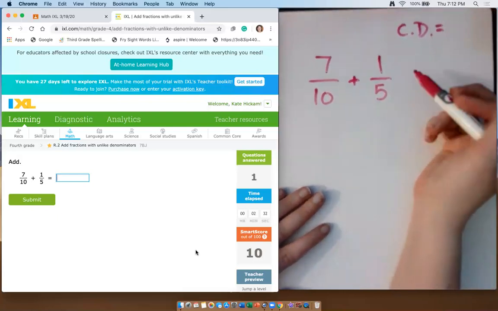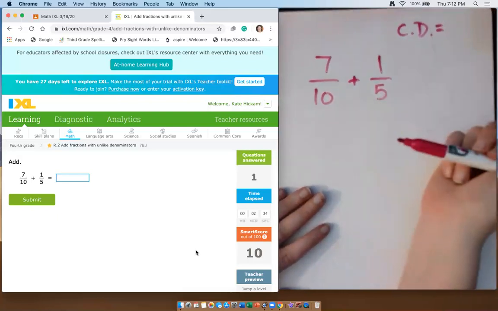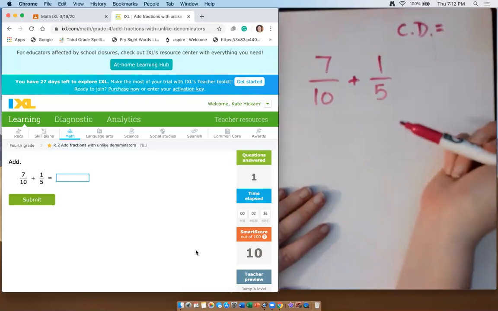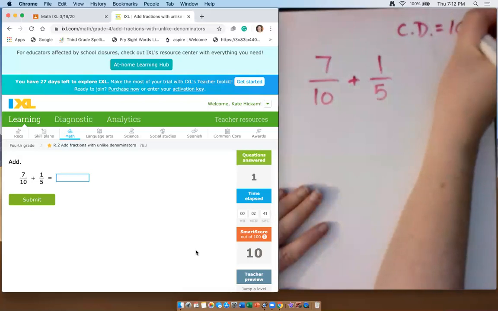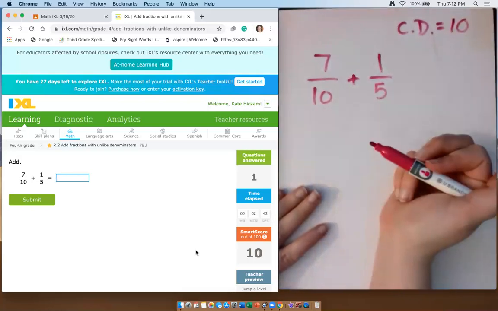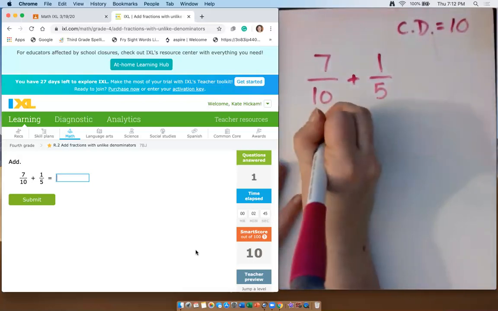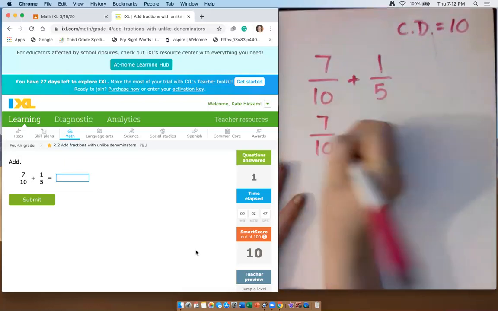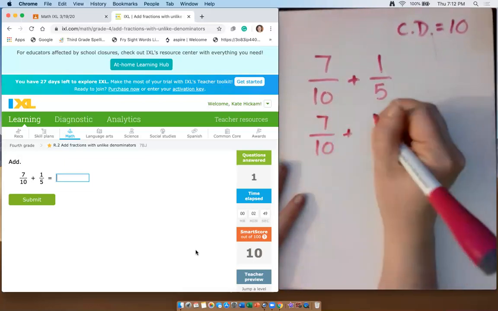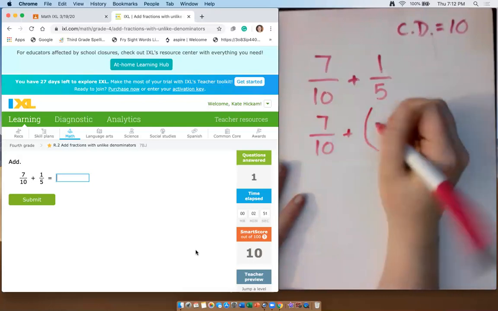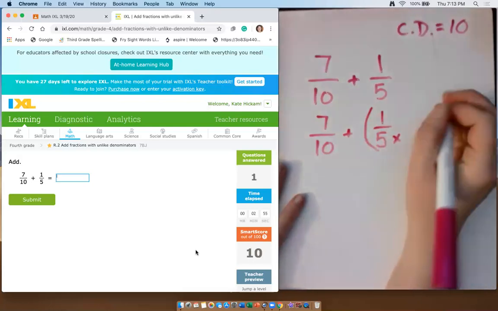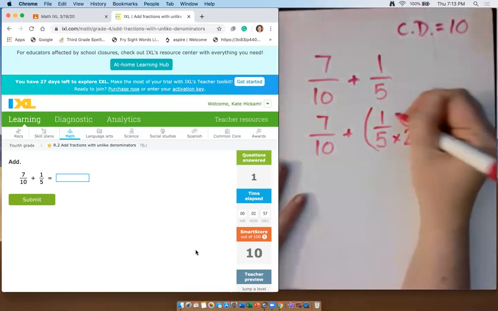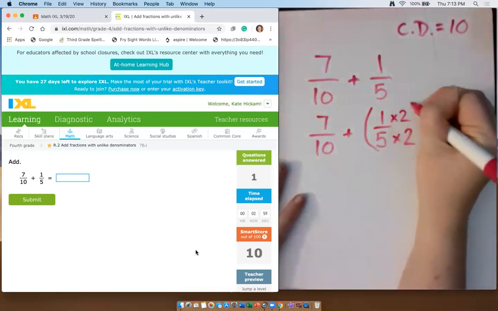I'm going to check, does my smaller denominator go into my bigger denominator evenly? In this case, it does. So 10 is going to be my denominator because 5 goes into 10 evenly. So I have 7/10. That's not going to change because it's already got my common denominator. But I have to change 1/5. 5 times what equals 10? 5 times 2. Whatever I do to the bottom, I do to the top.